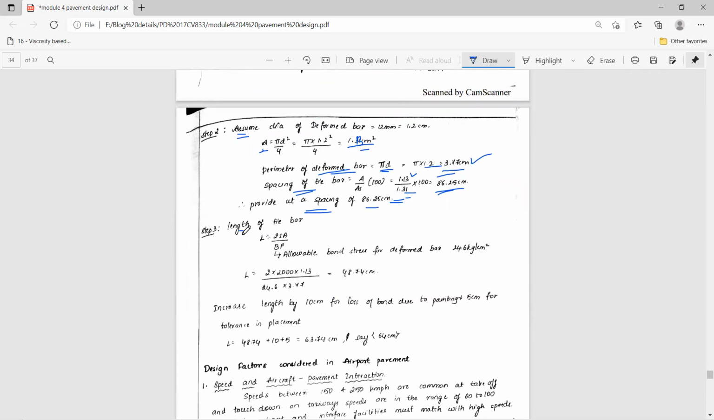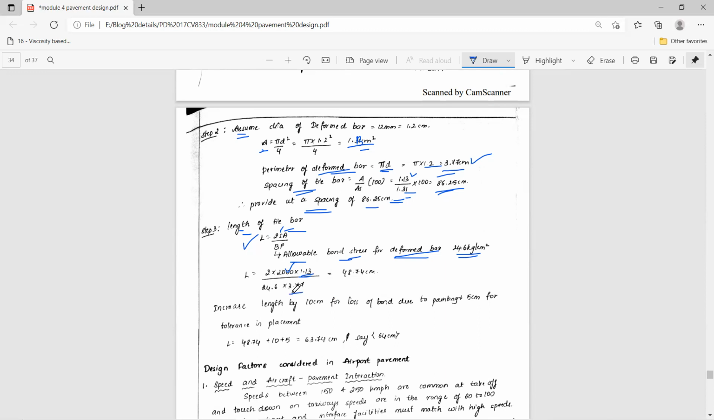In the next step, you need to calculate the length of the tie bar. The length of the tie bar is given by the formula L is equal to 2 into S into A divided by B into P, where B stands for, as I already said, the allowable bond stress. In the previous case it was a plain tie bar; here it is a deformed bar, and that is equal to 24.6 kg per centimeter square. Remaining all other values are available. For the plain bar I substituted S as 1250.